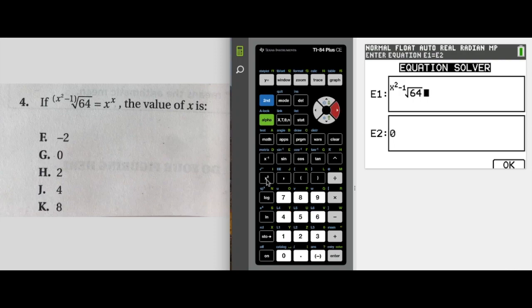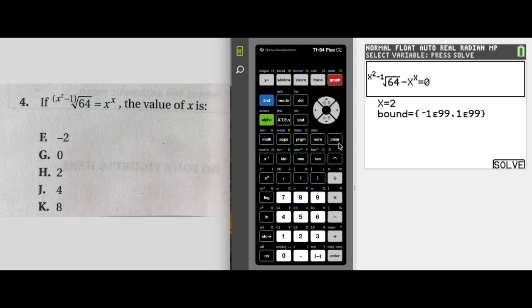Now I have to bring over the right side of the equation, so I'm going to subtract x raised to the x, and then I want to come down here and set the other side equal to 0. So all I've done is just move everything to one side of the equation, everything else to the other. Okay, when I get that, we go ahead and select OK. And what I want to do is clear out whatever x that I had in there if you've used this previously, and then I click F5, which is my solve key. And what it does here is give me the answer to this one, which appears to be H.